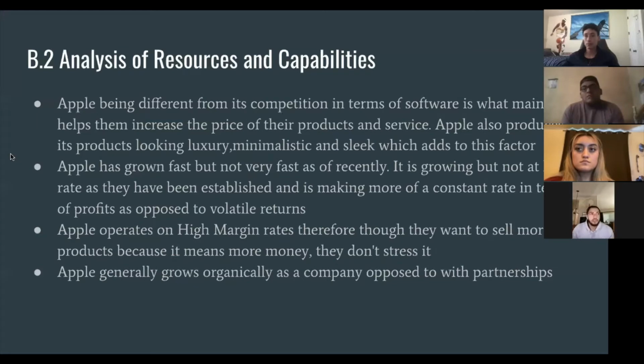So, analysis of resources and capabilities. Apple being different from its competition in terms of software is what mainly helps them increase the price of their iPhones. Apple also produces its iPhones looking luxury, minimalistic, and sleek, which adds to this factor. Also, Apple has been growing at an average rate for the industry, and Apple operates on high margin rates. Therefore, though they want to sell more iPhones because it means more money, they don't stress it. Apple generally grows organically as a company as opposed to inorganically with sponsorships and partnerships.